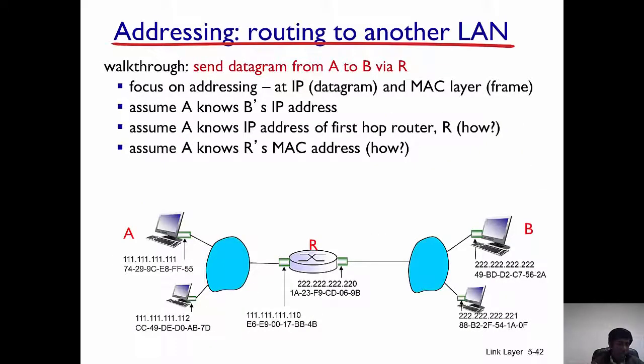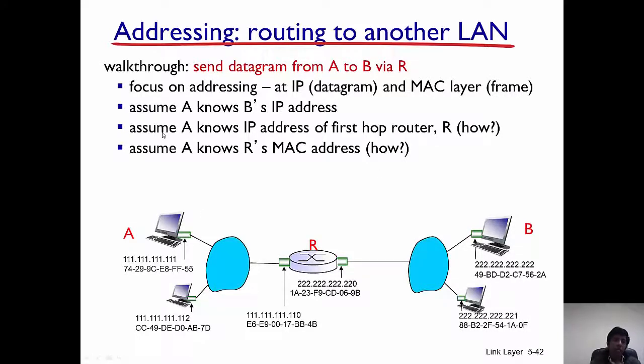Now let's consider how routing takes place from one LAN to the other. So far we just looked at how to forward datagrams within a LAN, and how we can use ARP for that. Now, to route a datagram from one LAN to the other, say A wants to send a data packet to B. The first thing that A has to know is B's IP address. So we assume that A knows B's IP address, because if A does not know what B's IP address is, there's no way that A can send a datagram to B.